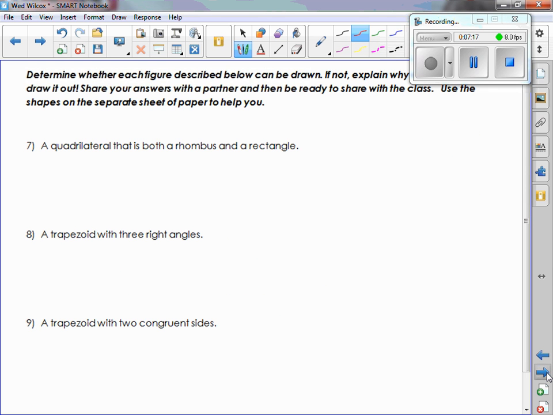All right, determine whether each figure described below can be drawn. If not, explain why. So let's think. Can we draw a quadrilateral that's both a rhombus and a rectangle? So let's draw a rhombus. 4 congruent sides. Now, can a rhombus be a square? Because a rectangle, remember, has to have 4 right angles. A rhombus does not necessarily have to have 4 right angles.